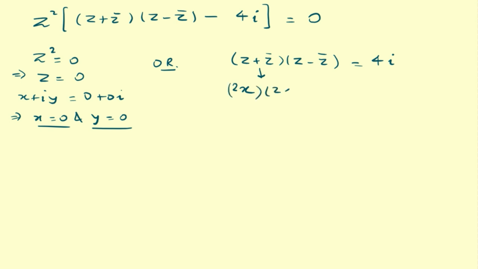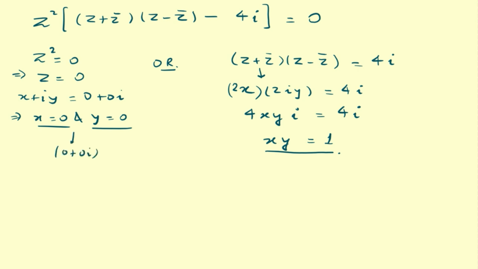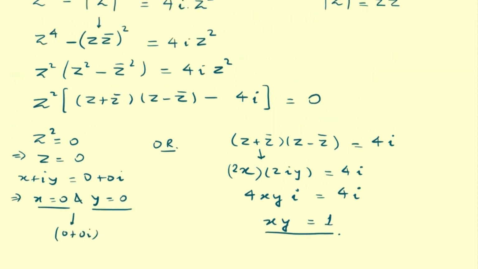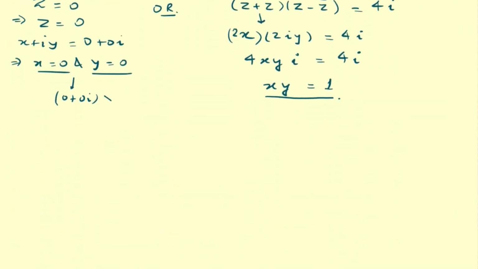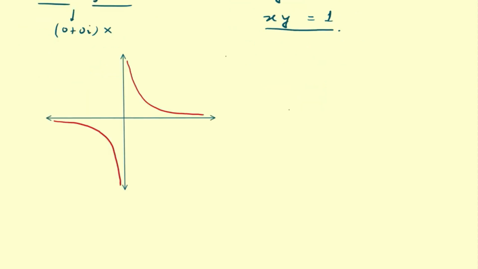On the right hand side, z plus z bar is 2x and z minus z bar is 2iy. This way we get equations like these and you get xy equal to 1 as a result. Now the first solution that we got as 0 plus 0i, that cannot be accepted since in the question it is given the real part of z1 and real part of z2 are positive and negative respectively. But here we are having real part equal to 0, so it is neglected.